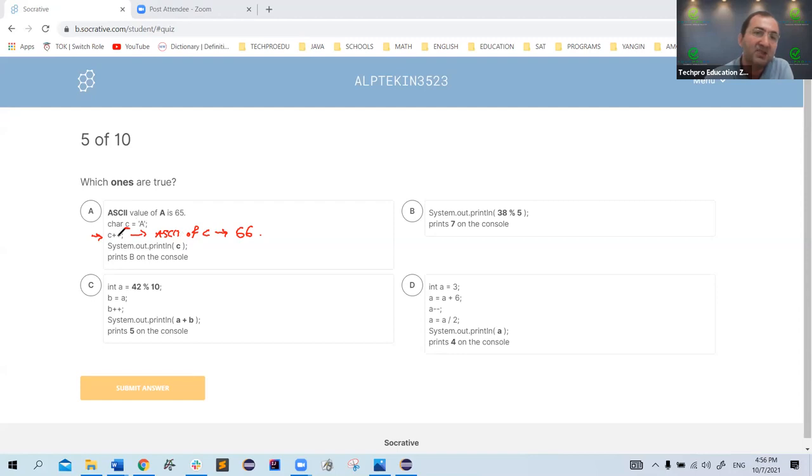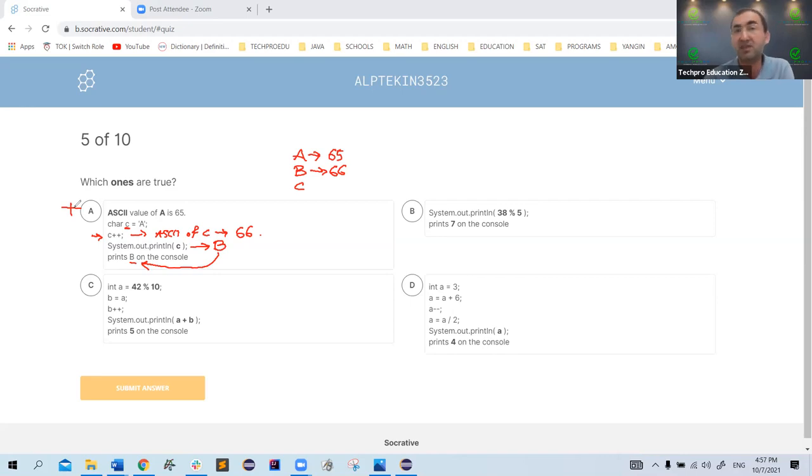C is char data type. So the ASCII value of C is 66. In ASCII values, the letters go in order A, B, C, D like this. The ASCII value of A is 65. If it is given, the next one, 66, will be the ASCII value of B. So we will get B on the console. That is here B, as you see. That means this is true.